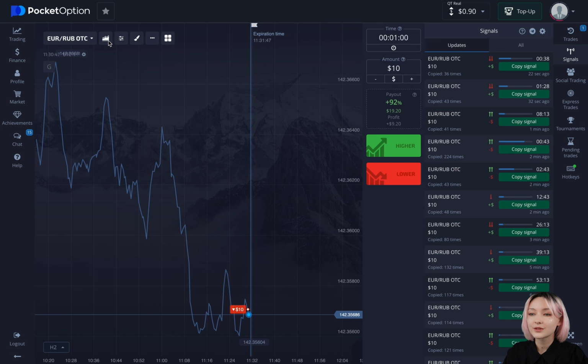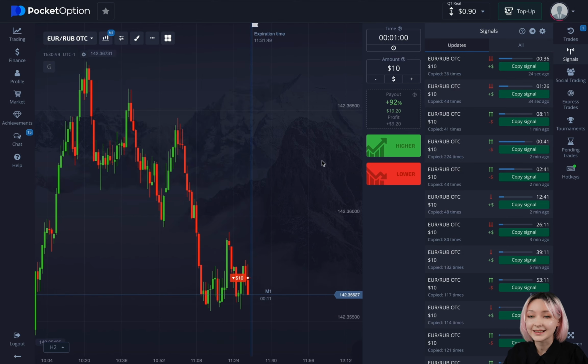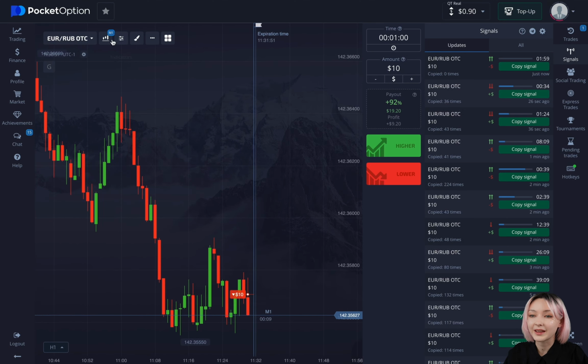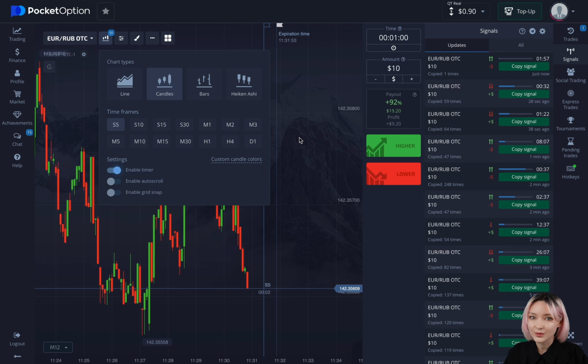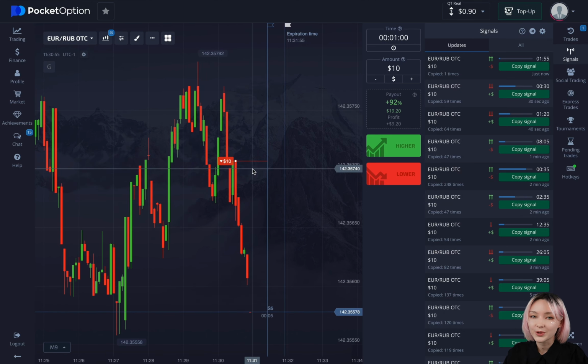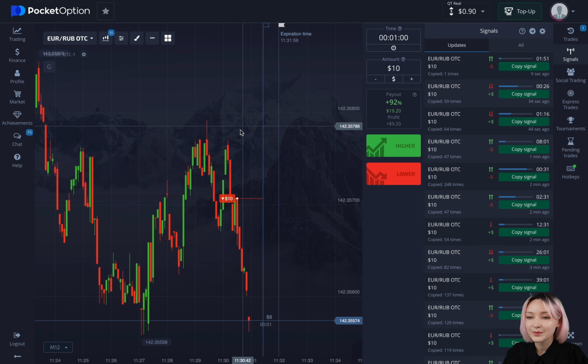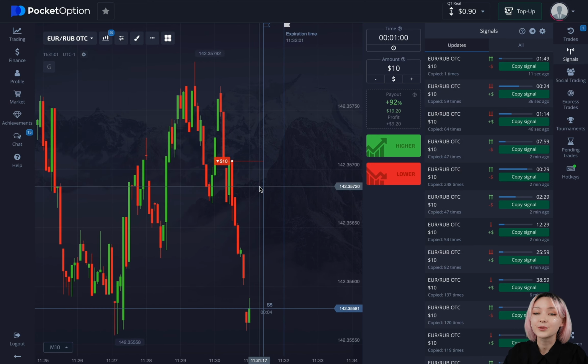I suggest we switch the chart type to candles. It's way more convenient for me. You've got to get used to it at some point. It's much more informative than the linear one. Look, we've just made the deal and the market has started falling down right away.